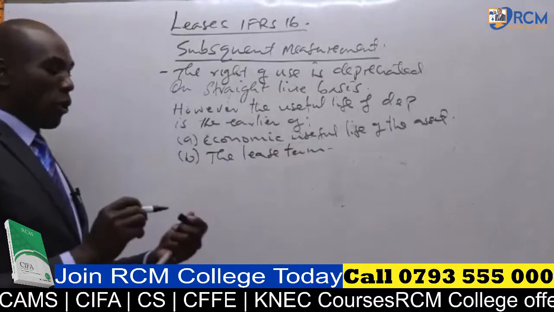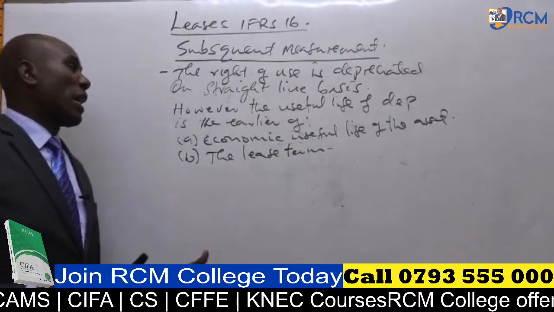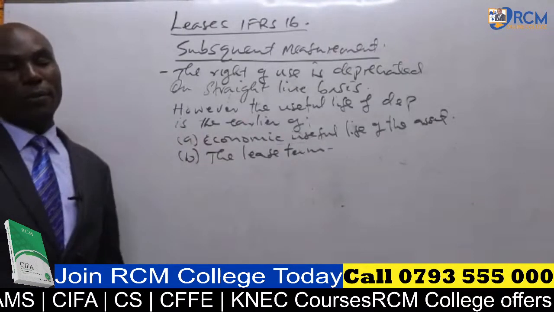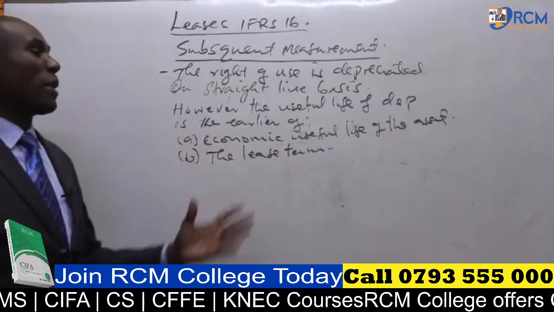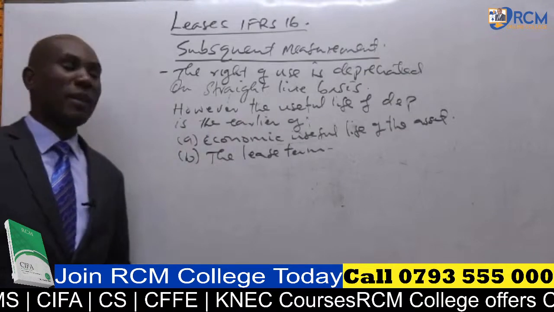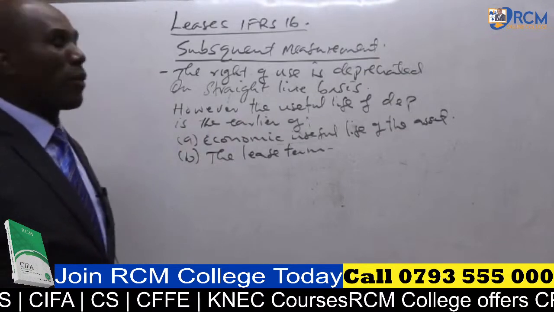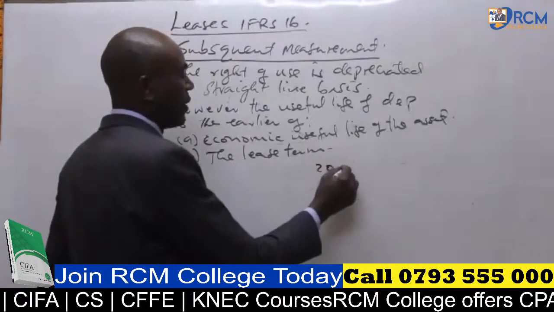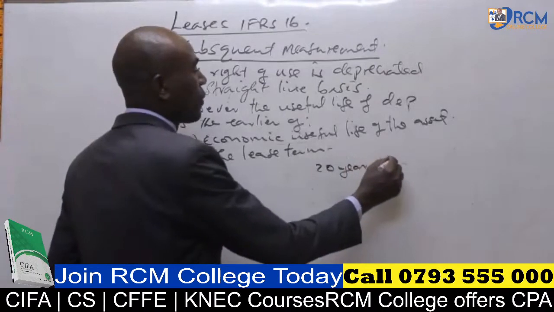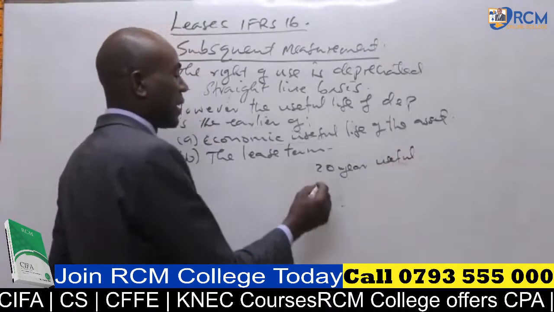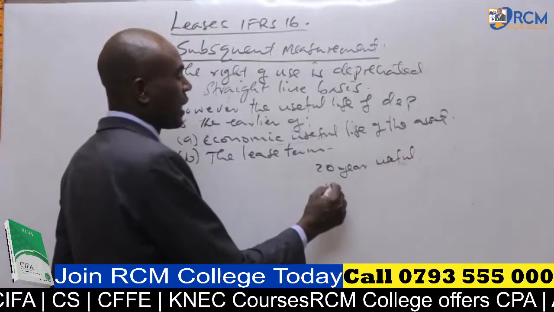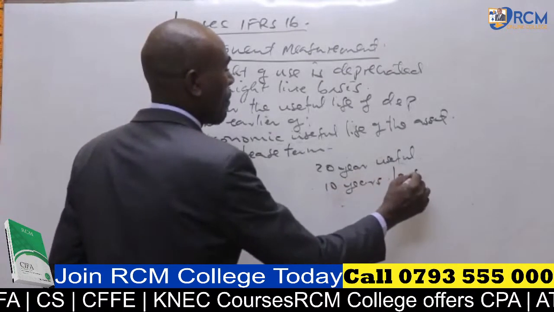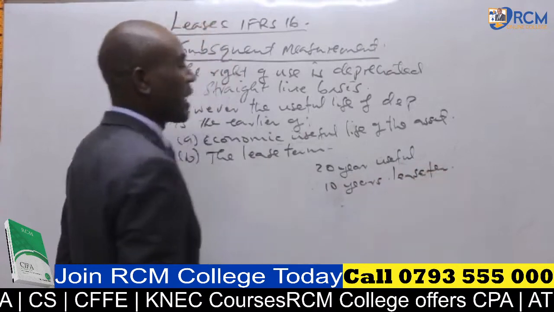How am I going to depreciate this asset? I'm going to use years of depreciation, the lesser of number A, the economic useful life, and number B, the lease term. Like, for example, my good friends, the asset useful life is 20 years. This is the useful life. For me, I'm taking the asset for 10 years. This is the lease term. This term is 10 years.